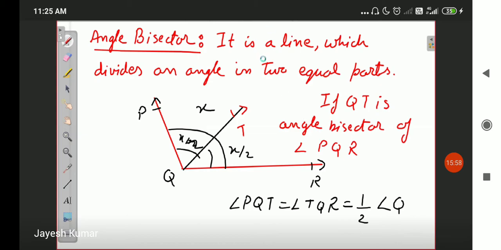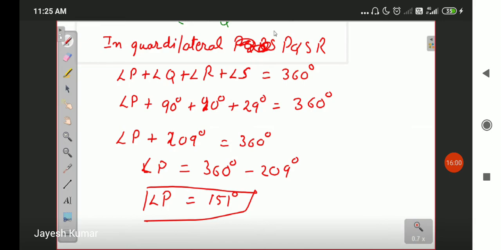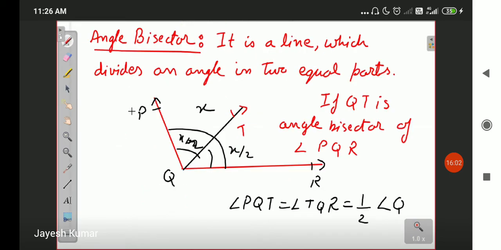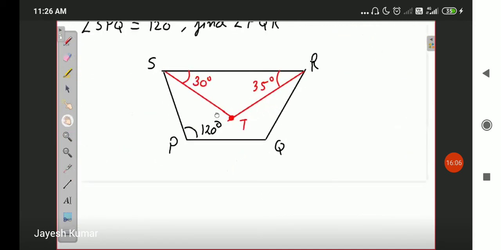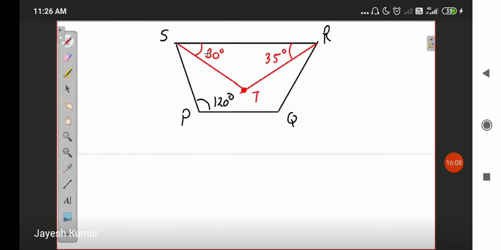Okay, so where were we? Yeah. So using this information, I can see here that ST is the angle bisector. That must mean this part should also be equal to 30 degree, and this part should also be equal to 35 degree. Okay, so how will I write it?